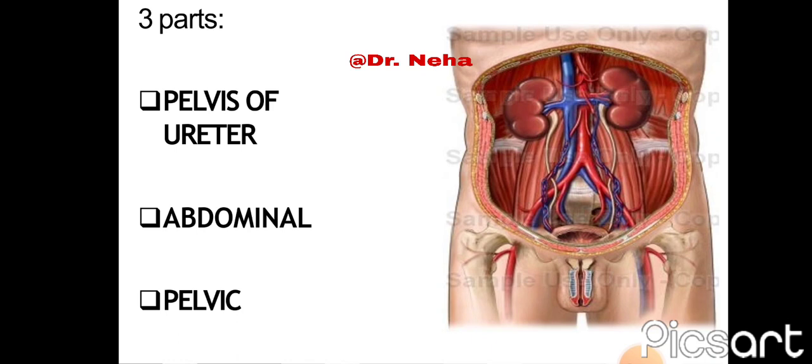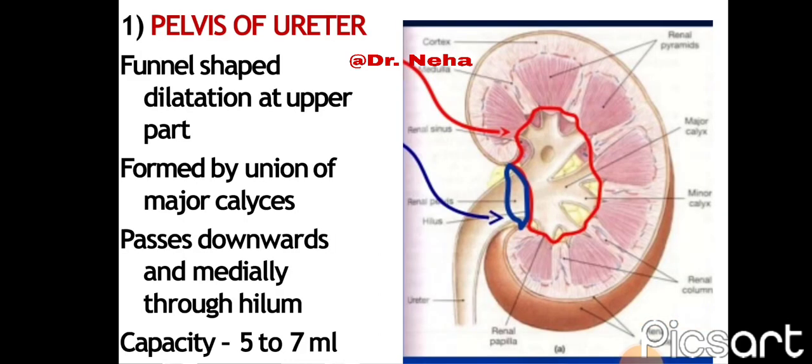Now the parts of the ureter. The ureter possesses three parts. First is the pelvis of the ureter, second the abdominal part, and third the pelvic part of the ureter. Now the pelvis of the ureter. It is a funnel-shaped dilatation at the upper part, which is formed by the union of the major calyces. It passes downwards and medially through the hilum. The capacity of the pelvis of the ureter varies from 5 to 7 ml. In the diagram we can see the red colored area. This is the pelvis of the ureter.